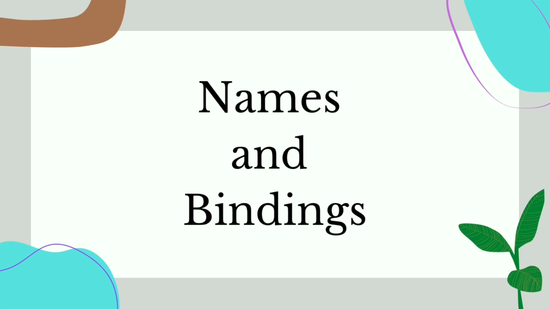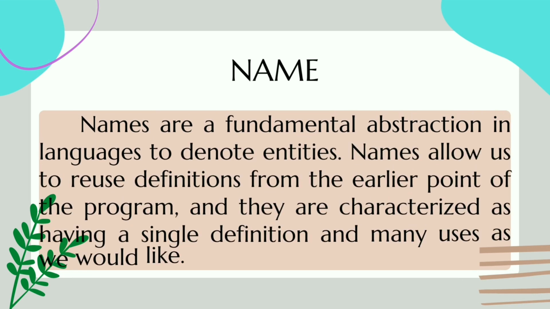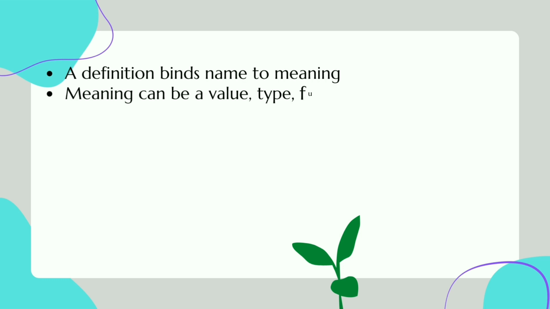Today we are going to discuss names and bindings. So, what are names? Names are a fundamental abstraction in languages to denote entities. Names allow us to reuse definitions from an earlier point of the program, and they are characterized as having a single definition and as many uses as we would like. A definition binds a name to a meaning. A meaning can be a value, type, or function.